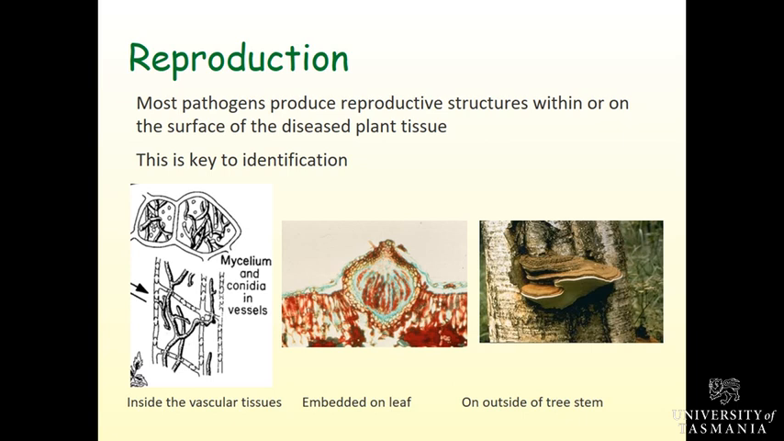Obviously, some of the basidiomycetes produce mushrooms, or in this case, bracket fungi, which again can be quite diagnostic in terms of the type of pathogen you're dealing with. Rather than looking at a few mycelial strands, a few hyphal strands, you've got a fruiting structure as part of that reproduction, which is much more diagnostic.